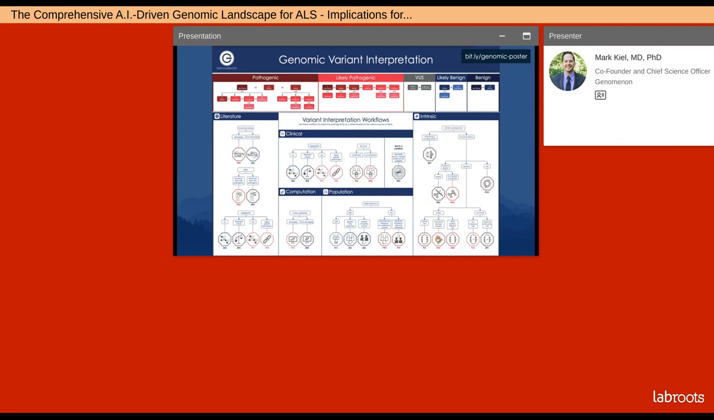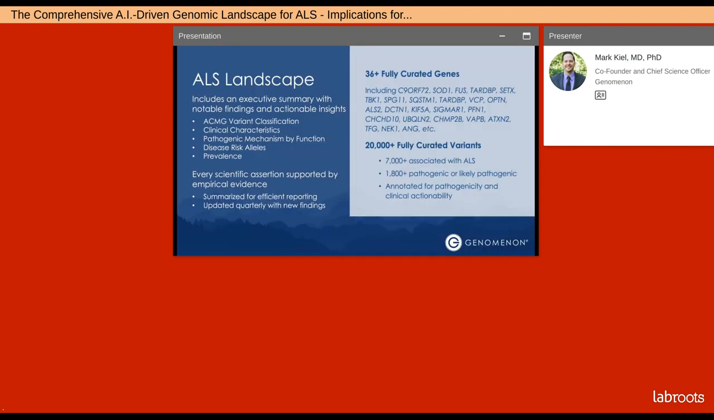And so I'm clarifying here a little bit what that ACMG framework is, and I won't go into any detail about how Genomenon has semi-automated this entire process, again, culminating in an expert manual review of all of that evidence to ensure the utmost accuracy of the results. So again, we've done this across every gene associated with ALS.